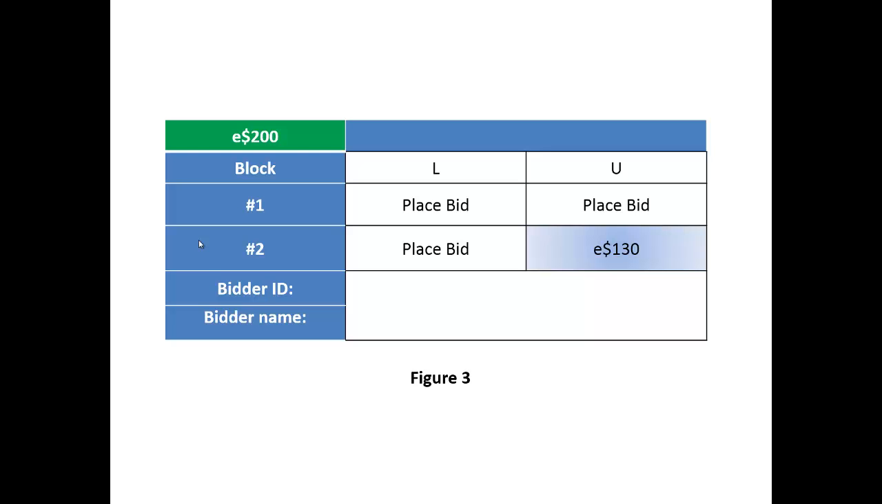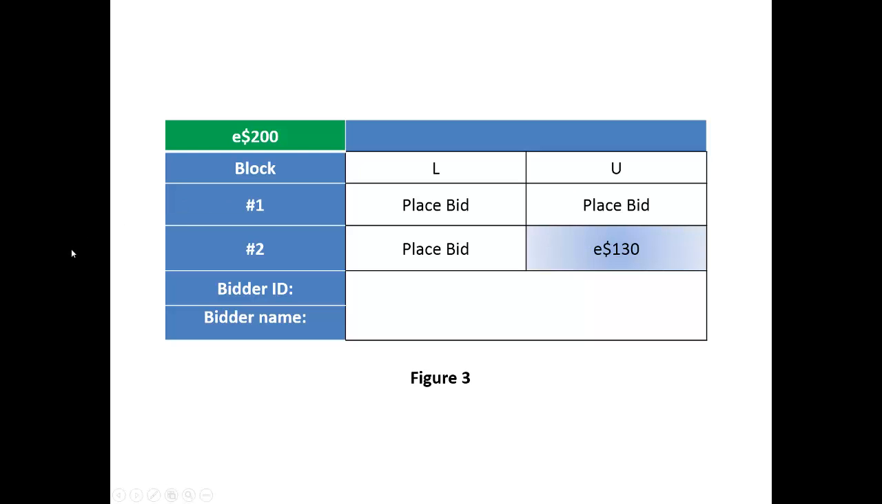For example, as shown in Figure 3, following an increase in the block price from $190 to $200, the pressed bid button for block 2 characteristic U shows that your highest bid for that block is $130, and the button has remained at that value since you pressed it.